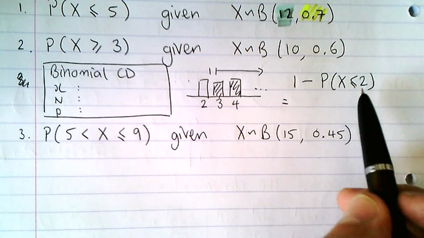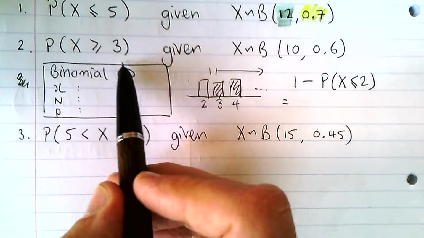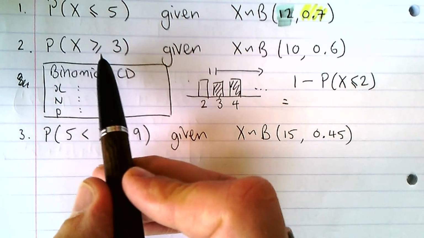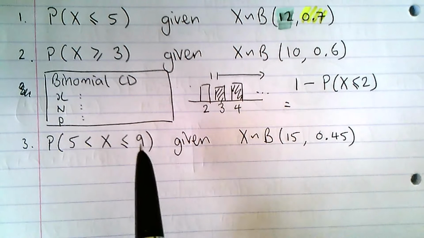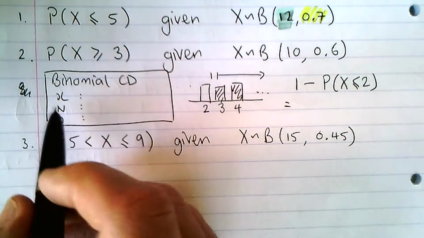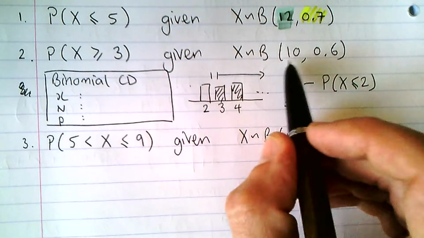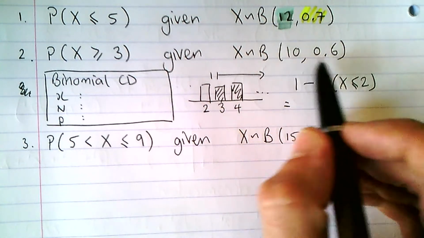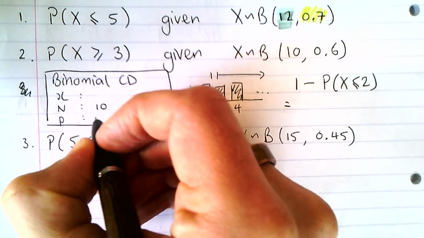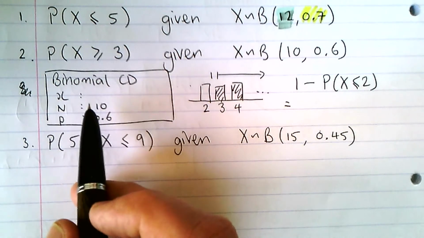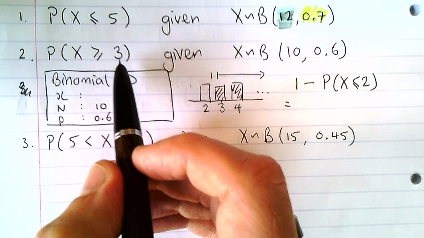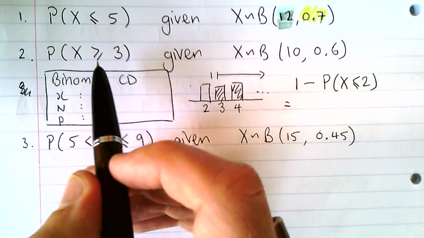Now remember, the reason that we've done it like this is because the calculator can't work out greater than or equal to 3. The standard Classwiz calculator will only work out less than or equal to. So there are some things here that we can fill out from the statement about the distribution. So number of trials is 10 and probability is 0.6. So those two things can go in quite nicely there. This x here, if you just put 3 in, it's just going to work out the probability that x is less than or equal to 3, and that's not what you want.